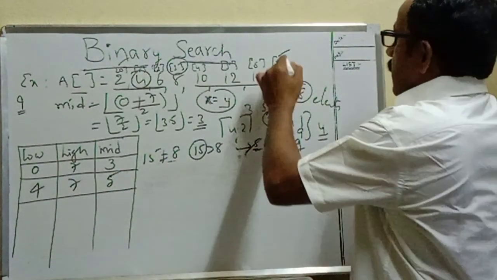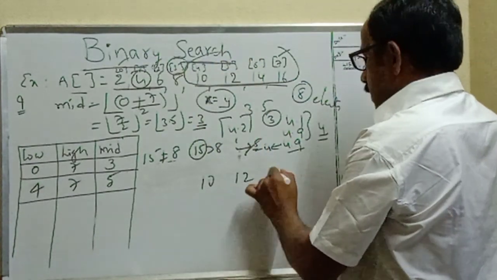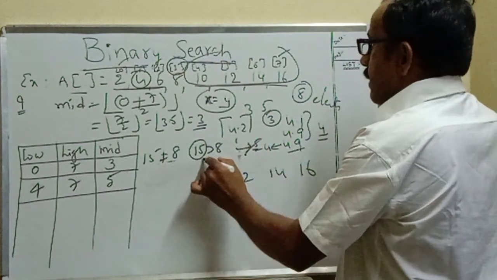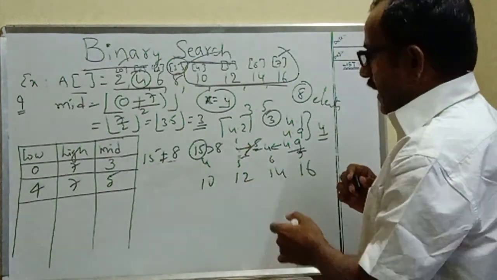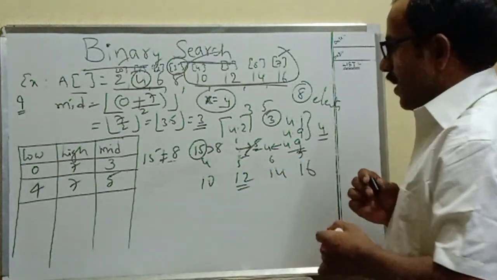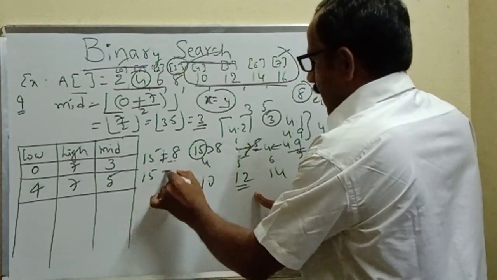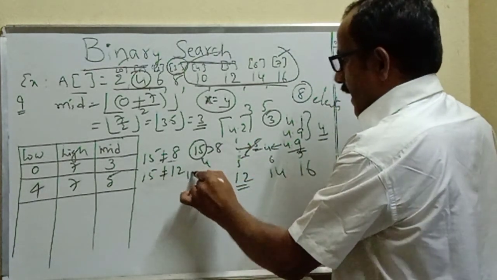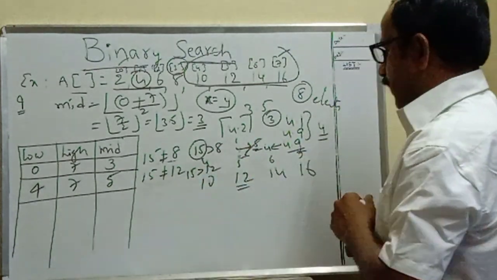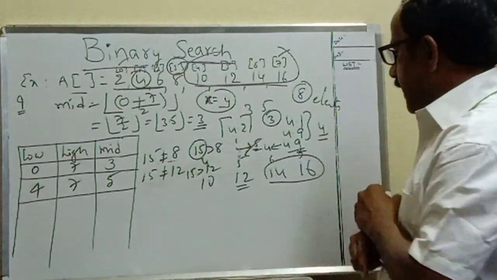Now we selected this portion. That portion is 10, 12, 14, 16, and the index numbers are 4, 5, 6, 7. We got the result 5. What is the element at the fifth location? 12. 15 is not equal to 12, but 15 is greater than 12. Then you are supposed to select this portion.